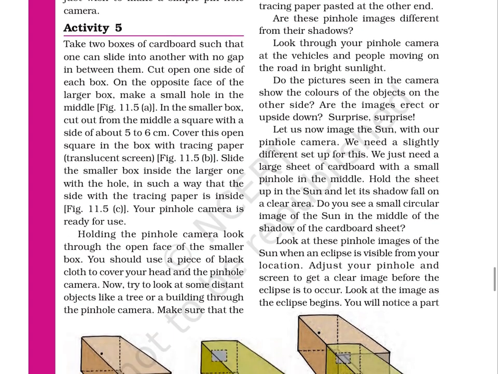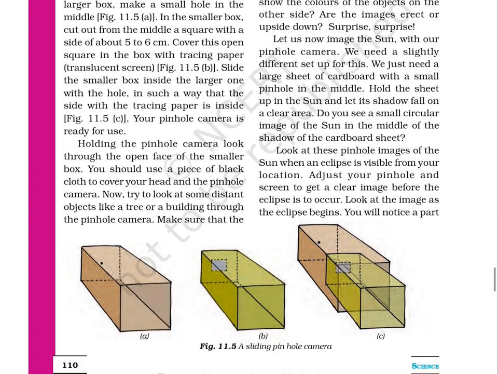Figure 11.5a. In the smaller box, cut out from the middle a square with a side of about 5 to 6 cm. Cover this open square in the box with tracing paper or translucent screen. Figure 11.5b. Slide the smaller box inside the larger one with the hole, in such a way that the side with the tracing paper is inside. Figure 11.5c. Your pinhole camera is ready for use.